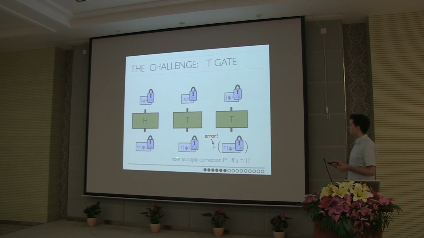So how do we apply this correction, this inverse phase, if and only if some part of the encryption that we use has some particular form? In particular, whether there was an X encryption, that's determined by this A, whether there was one or not. So that's what we need to overcome.